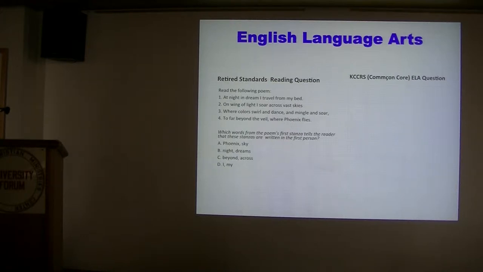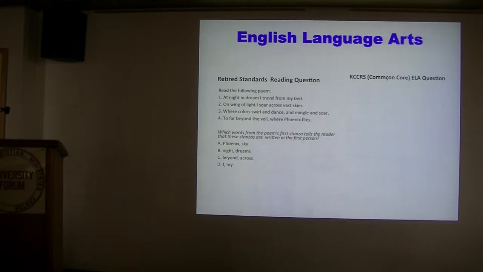Read the following poem. It says, "At night in dream I travel from my bed. On wing of light I soar across vast skies. Where colors swirl and dance and mingle and soar, too far beyond the veil where a phoenix flies." Okay, so this is an actual question from state tests that our students have taken.